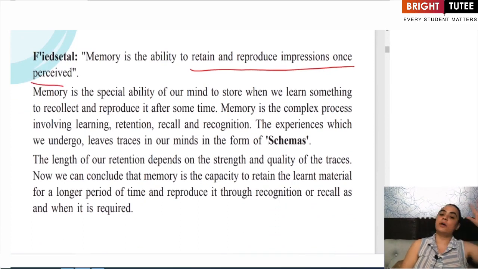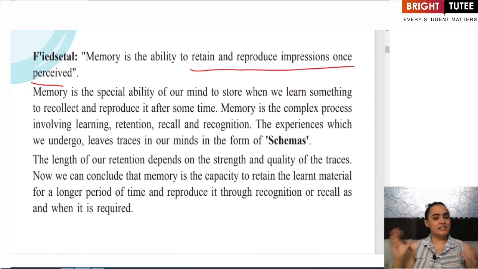So, something that you have already perceived in life, something that you have already gone through, when you retain that, you store that in your mind and you reproduce it. You keep on remembering and recalling it whenever required. That is memory. Now, we have understood so far from all the definitions of the psychologists that memory means the special ability of our mind to store what we have learned through some past experiences, to recollect, to remember something and to reproduce it, to present it after some time.